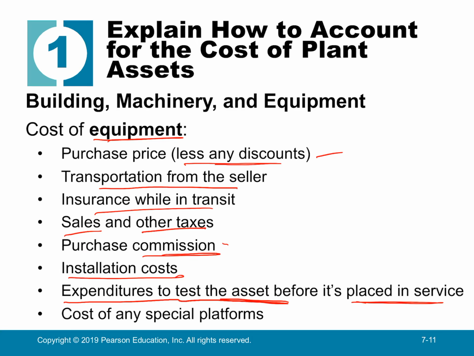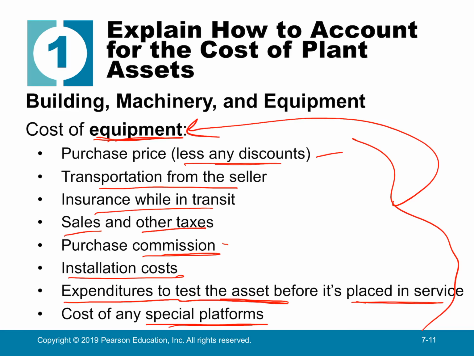All of this is before it's been put into service. That's the key, before it's been put into service. Maybe a special platform needs to be constructed to hold this piece of equipment. That would also go into the cost. All of this would go into the cost of the equipment.